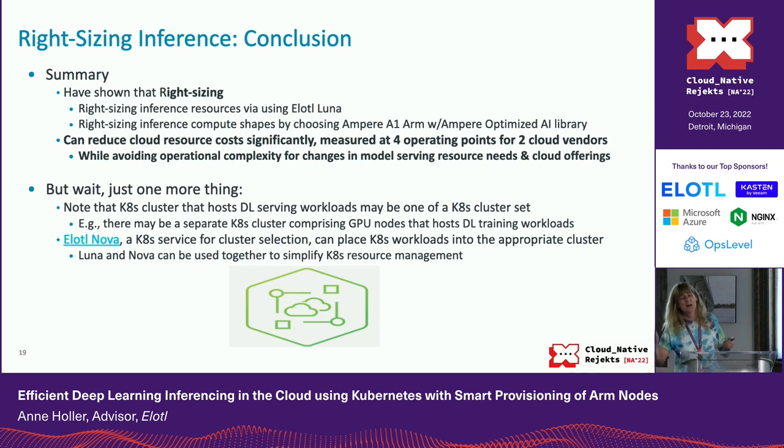I just want to mention one other aspect here. It may be that this Kubernetes cluster you're using for inferencing is not the only Kubernetes cluster in your portfolio. Maybe you have a cluster for training. Maybe you have a cluster for CI/CD. You have a lot of clusters. And it starts to get complex just for your users to understand which cluster they should be talking to, and you may want to change it over time. So in addition to Luna, Elotl has a system called Nova, where the user can talk to a single cluster and make a request, and it can be scheduled on the appropriate target cluster. So something to keep in mind, kind of a combination there that can be useful to people.